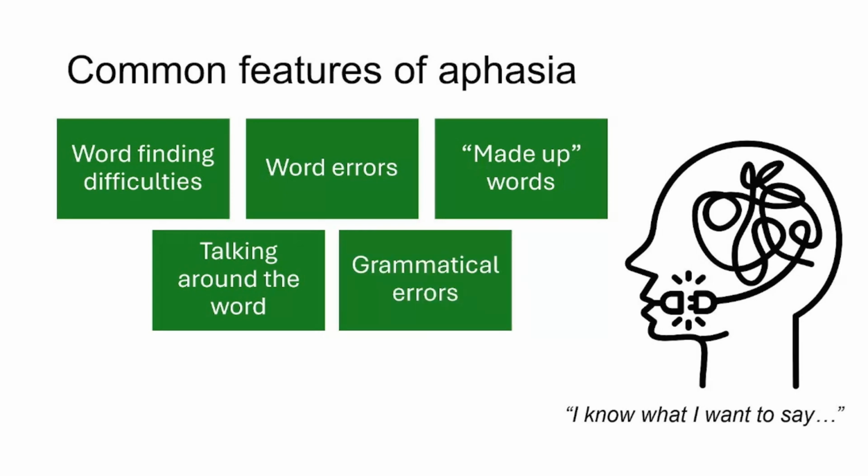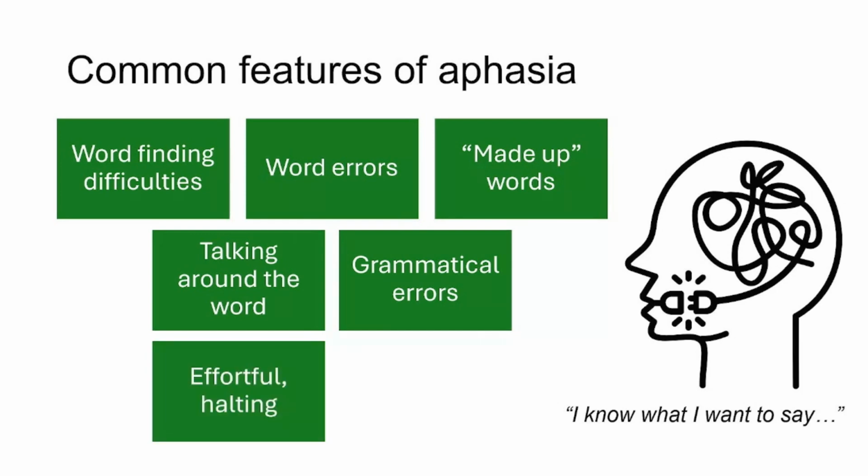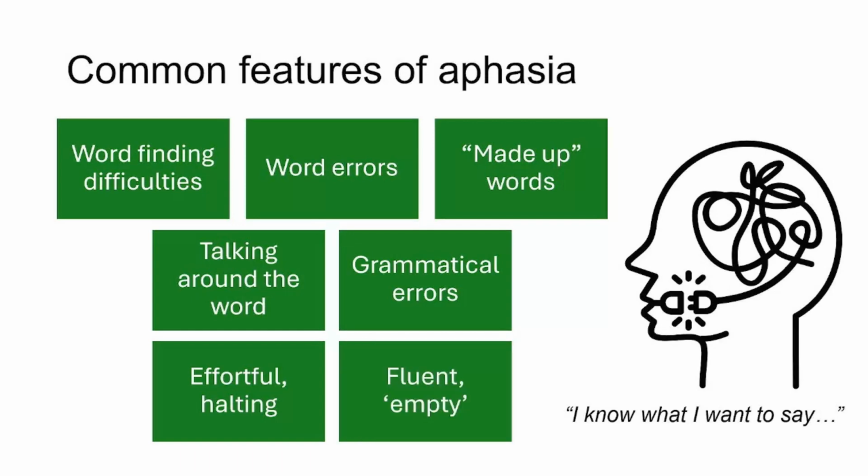And we also see errors in grammar in terms of sentence construction and sentence organisation. And then depending on the type of aphasia, it might be more non-fluent and so really effortful and halting and trouble getting more than a word or two out at a time. Or, on the other hand, it might be fluent and sound like normal speech, but the words themselves aren't very specific, or they don't make sense, or it's not quite put together in the right way.